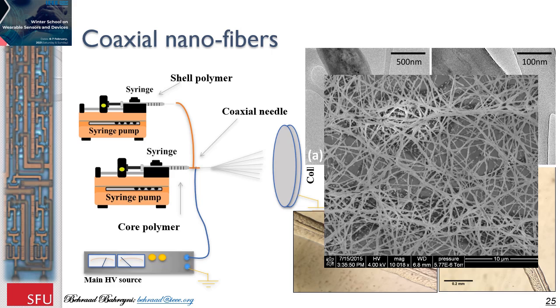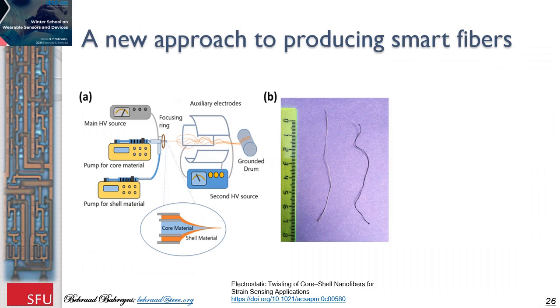So the next thing that we wanted to do was two things. First of all, as you notice, the diameter of these fibers is really small. You're talking about hundreds of nanometers in diameter, so therefore they are not really easy to handle. And the second thing is that we wanted to orient them and basically create a yarn out of these coaxial fibers. So here is the modification we did to the basic electrospinning system.